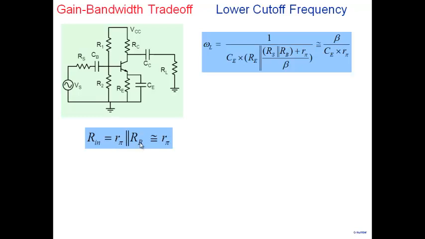In a design, many times we may keep RB much larger than R pi, so let's write Rn as simply R pi. Let's combine these two together, omega L and Rn, and we get omega L into Rn is beta by CE. Omega L multiplied by Rn is beta by CE. Now, what we are saying is the following: beta is a constant for an amplifier, so this is fine.